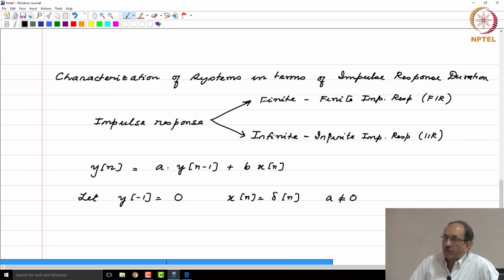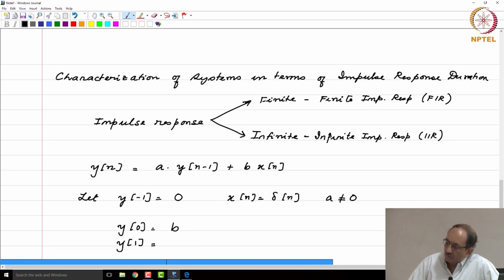Unlike differential equations which are more difficult to solve, difference equations are easy to solve. All you need to do is start evaluating y for various indices. For example, if you look at y of 0, this is a times y of minus 1 plus b times x of 0, and y of minus 1 is 0 as per this assumption, and x of 0 for this given input is 1. Therefore, y of 0 is very simply b.